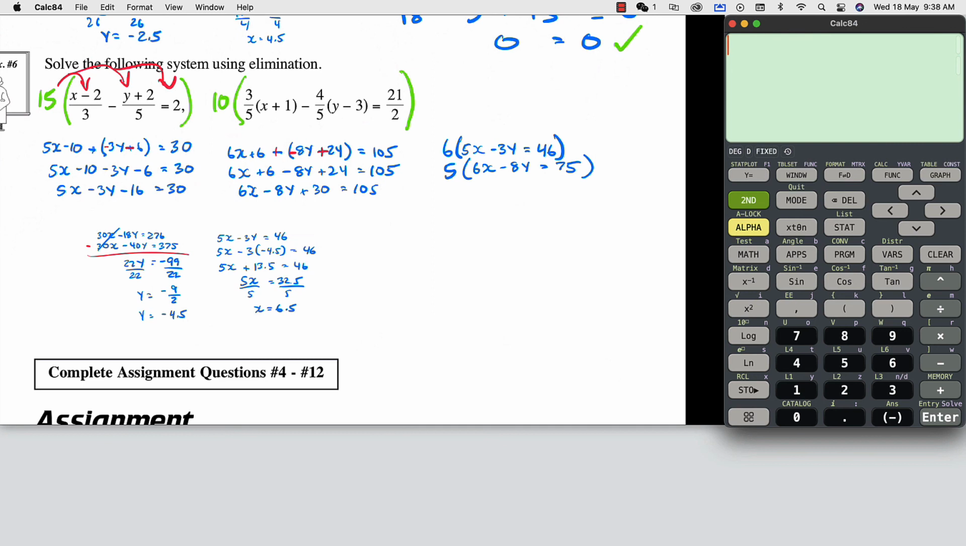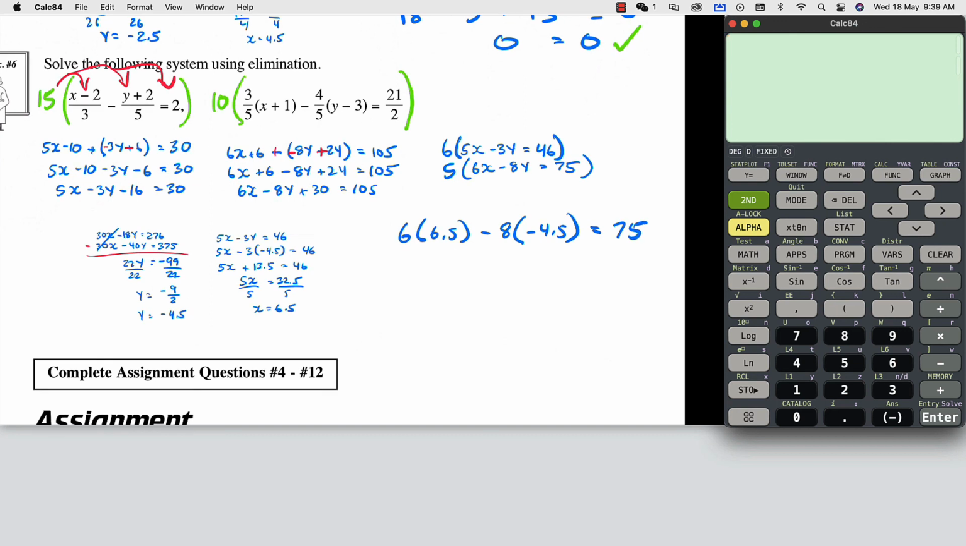And we'll take, again, one of these equations that we worked on. I'll choose the bottom one in this case. So we have 6 times x, which we said was 6.5, minus 8 times y, which is negative 4.5. And when we calculate all that, it should equal whatever's on the right, which is 75. Okay, so 6 times 6.5 is going to be 39. And now we've got a negative times a negative, so we're going to have a positive, and 8 times 4.5 is 36. And we want to see if that equals 75, and yes, 39 plus 36 is 75, and 75 equals 75, so that has been verified.